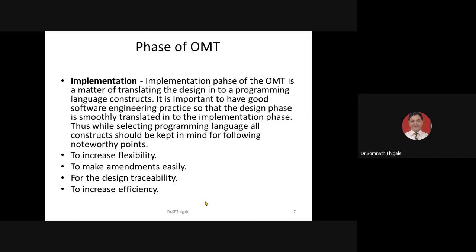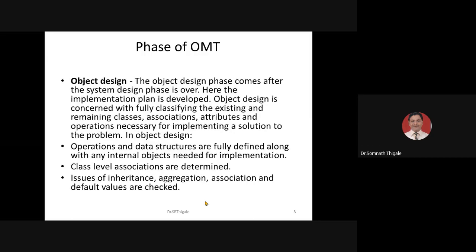And the next is object design. As the name suggests, the object design phase comes after the system design phase is over, before starting the implementation. Object design is concerned with fully classifying the existing and remaining classes by giving their roles and relationships. Inside system design, we perform the lower level design. Higher level design will be performed in case of object design. That part we have discussed in the previous lecture.